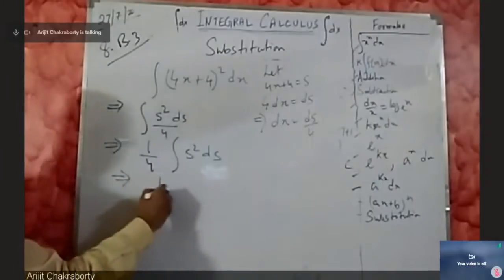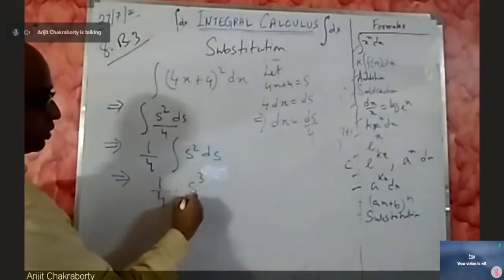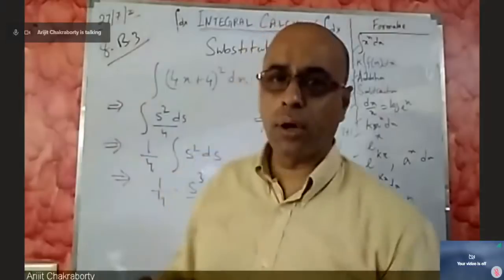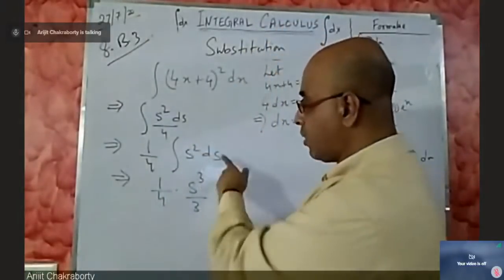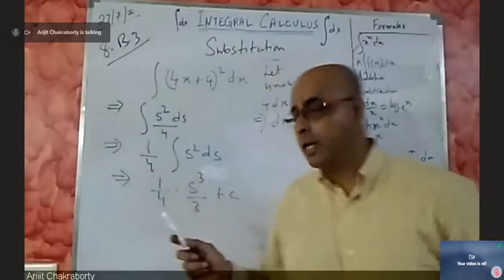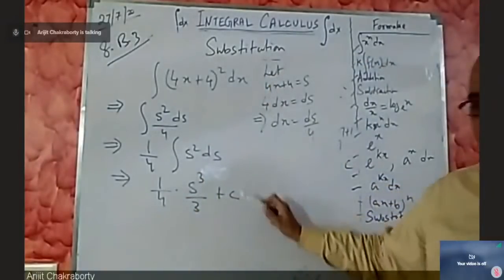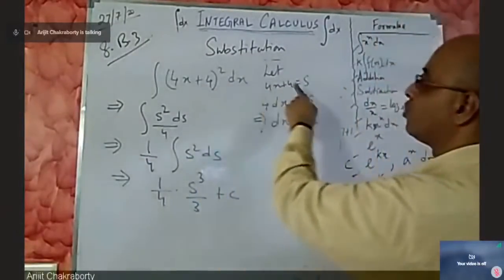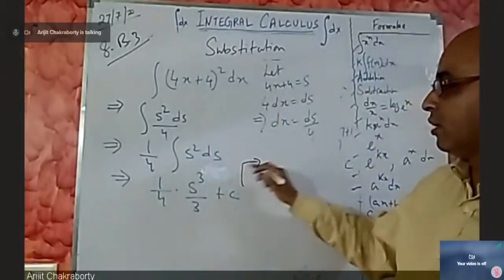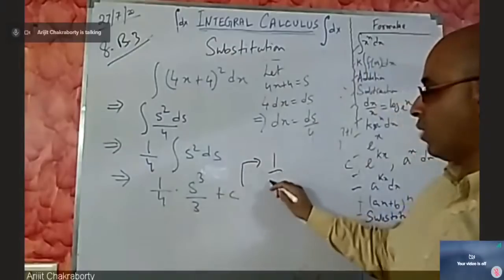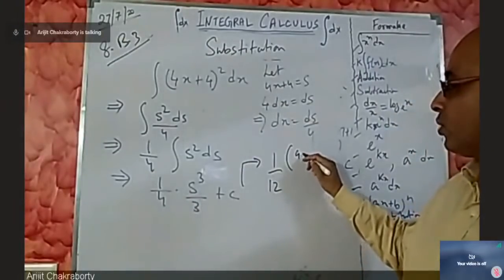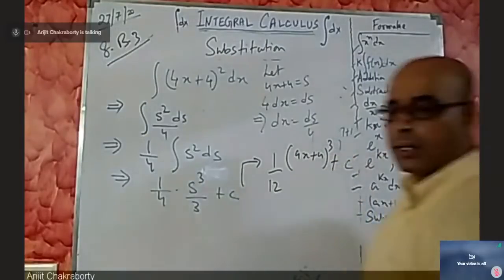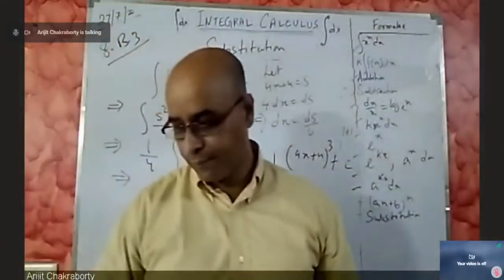This means 1 by 4 into s cube by 3 plus c. I am using the direct formula now. You have understood that this is of the form x to the power n. So I directly write s cube by 3 plus c, where s was nothing but 4x plus 4. So putting back, we get 4 and 3 becomes 12. So 1 by 12 into (4x plus 4) cube plus the constant c. So we are able to solve this problem as well.